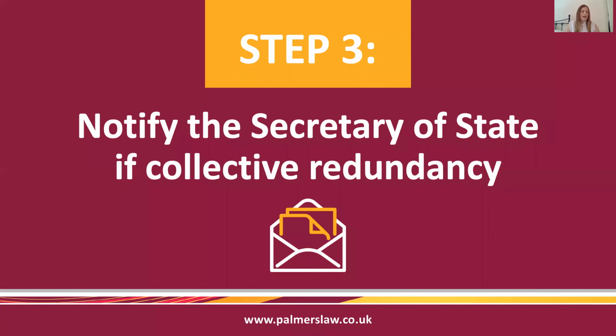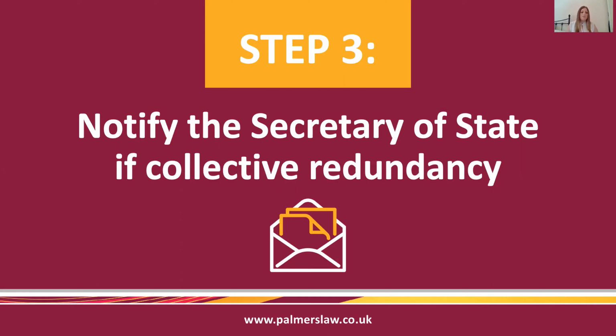So once we have our pool, we have decided on our selection criteria and we have considered alternatives, at this point we would need to notify the Secretary of State if there is going to be a collective redundancy. As I said, this only applies if you're making quite a large number of people redundant in a fairly short period of time. You must notify at least 30 days before the first dismissal takes place, in other words the date on which the notice is to expire or employment is to end, where there is a proposal to dismiss between 20 and 99 employees within a 90-day period.